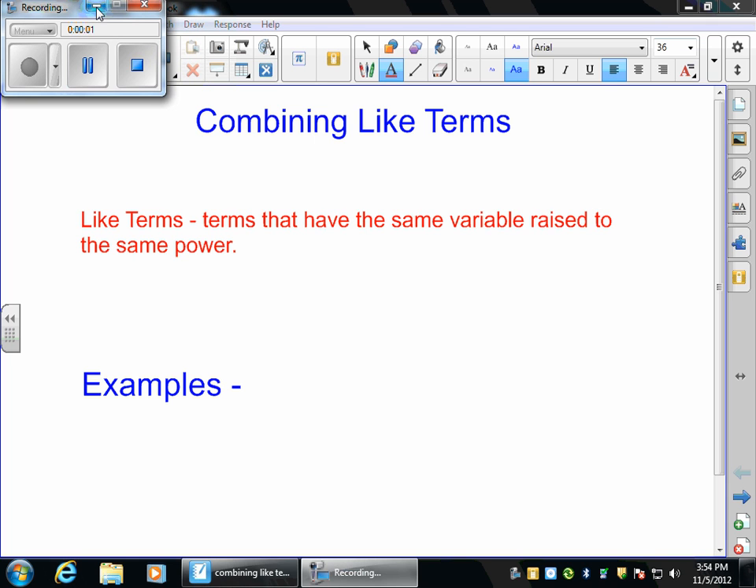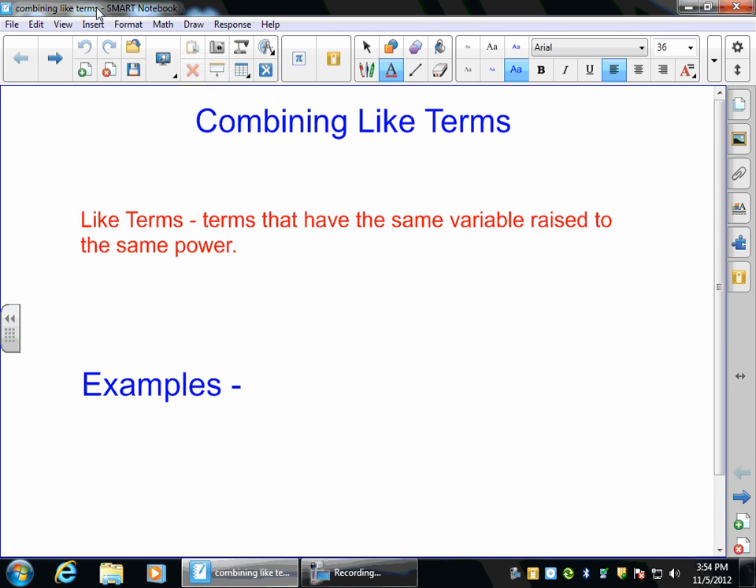Okay, so we're starting a new unit today on equations and expressions. And this is going to be the first video in this, combining like terms. So when I am combining like terms, obviously we need to know first what like terms are. So make sure you get down this definition.